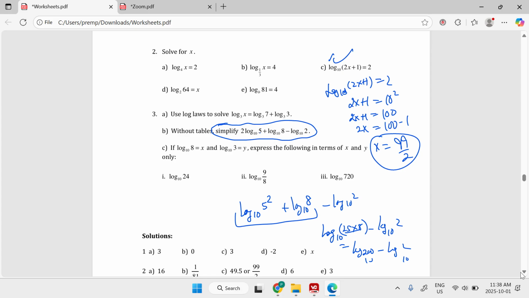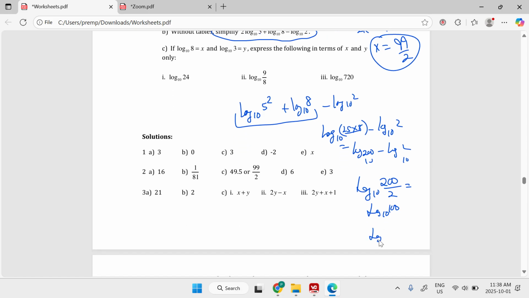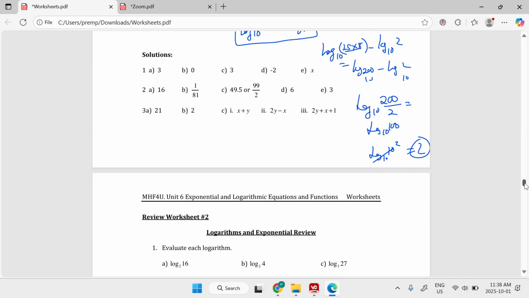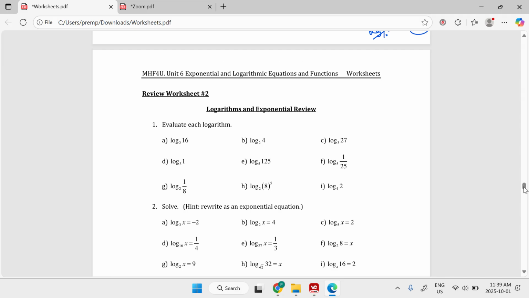And then whenever there is a subtraction, that means we have to do the division. So we do log base 10 of 200 over 2, and that will give you 100. Now log base 10 of 100 basically means you have to make the same base, so do log base 10 of 10 to the power of 2, and your answer is 2. So that way you can solve it. If you want to check, I think we did question number 3b. Here you have the answers. Okay, so try these kind of questions. They are not hard.